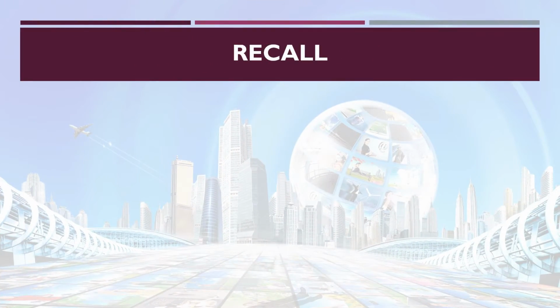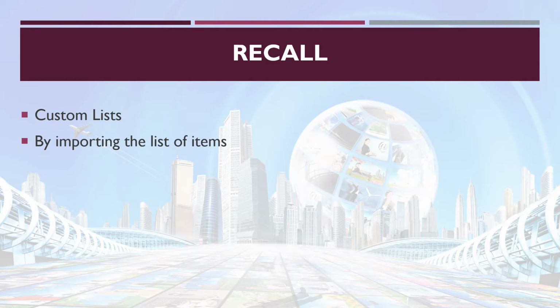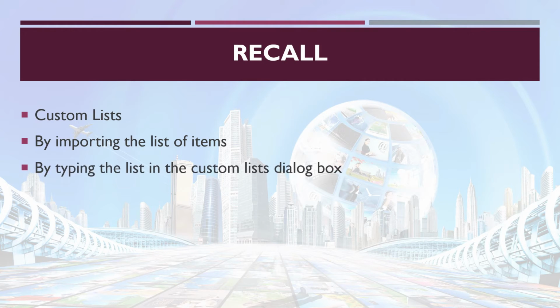Now, let's recall what we have learned in the last class. Do you remember? Yes, we have seen in the first class, using the autofill feature, you can fill the days of the week and months in a year, right? But if you want to add your own list, you can use the custom list option. And we have seen in the custom list option, we have two ways to add a list, right? What are they? By importing the list of items, and the next is by typing the list in the custom list dialog box, right? And we have seen about editing and deleting a custom list.